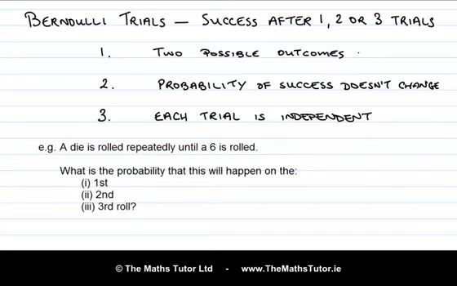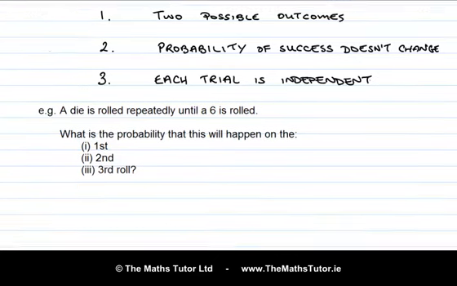So 2 possible outcomes. The probability of success doesn't change from one trial to the next. That's true. The probability doesn't change from one roll to the next. And each trial is independent. So the outcome of the first roll has no effect on the outcome of the second or the third. So let's go ahead and answer the question.